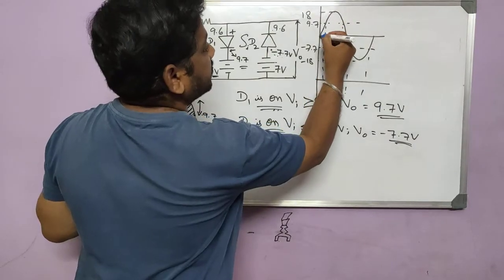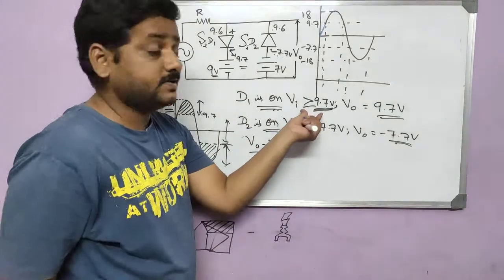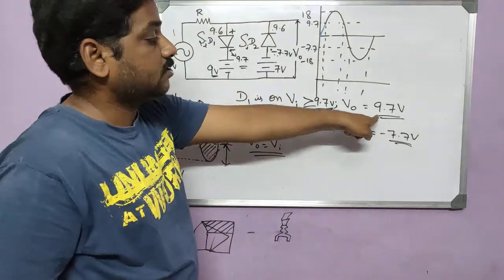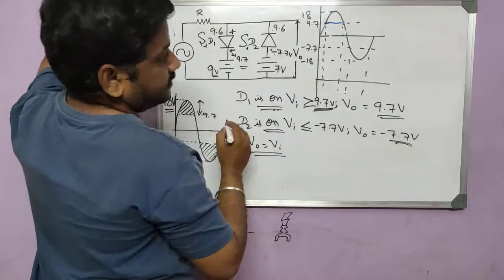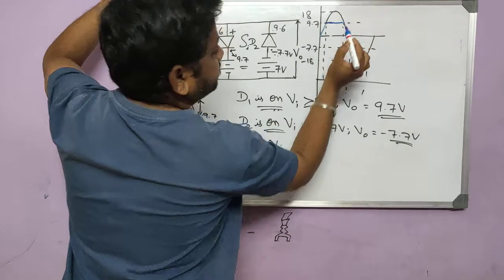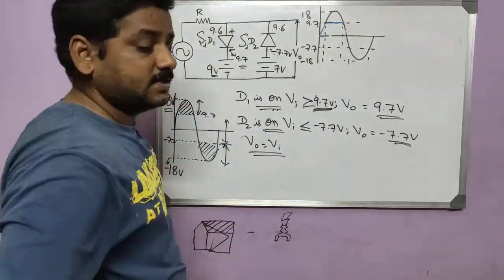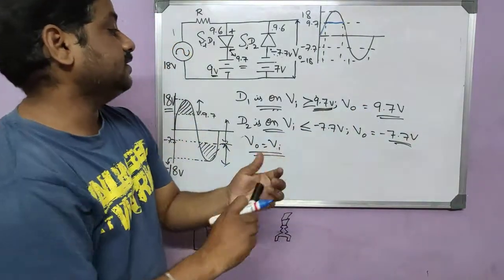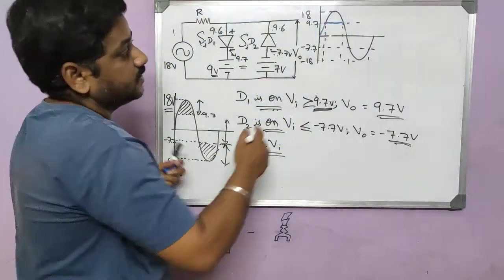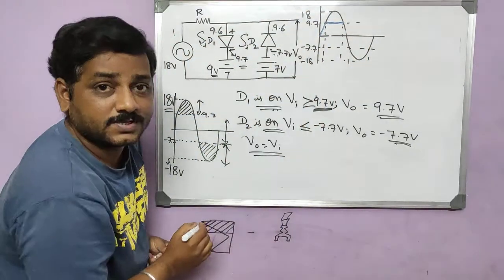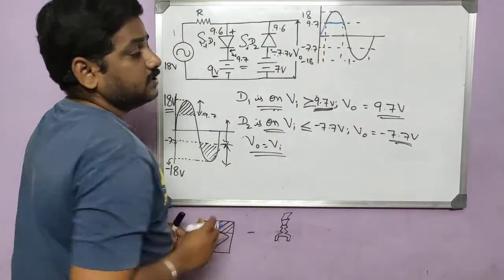So until and unless you reach 9.7, output will just follow the input. Once you reach the 9.7, if it crosses it, diode 1 will be on and output will remain constant at 9.7, like this. That is the picture. Once output is constant, how long will it be? Unless and until input is greater than or equal to 9.7. Here in this portion input is reduced, input is less than 9.7, so the diode will be off and output will follow the input.